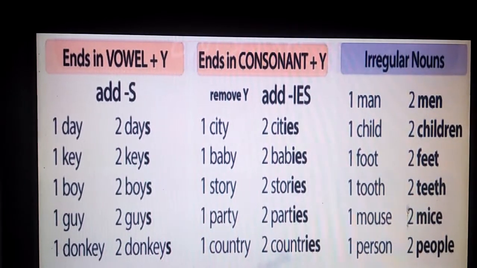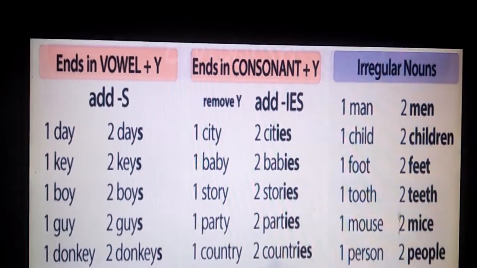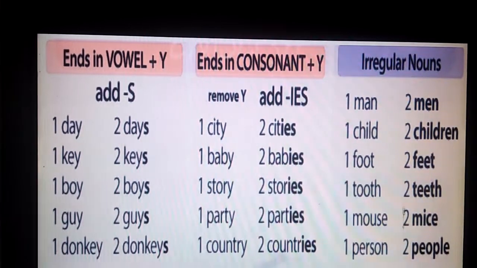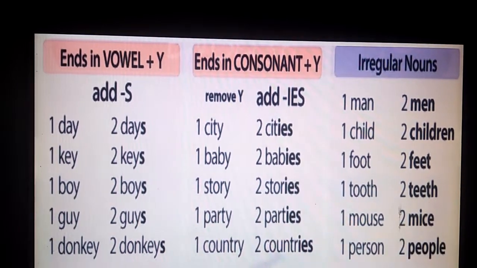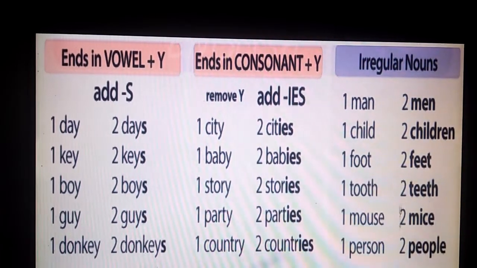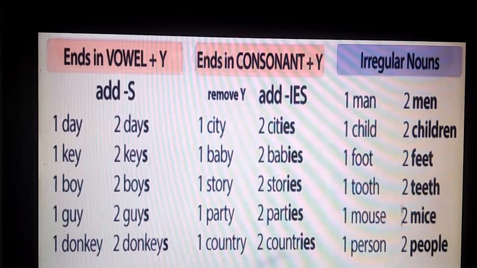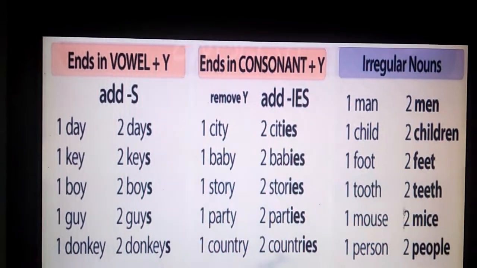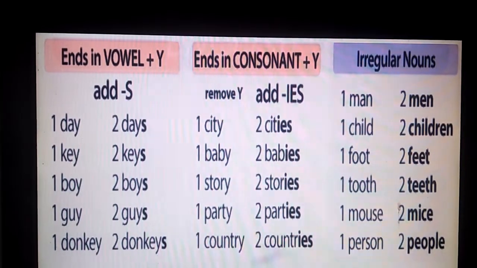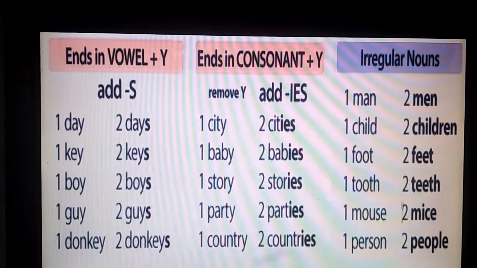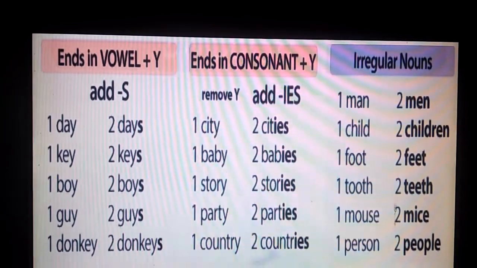One day, 2 days. If you see the spelling of day, it ends in y, but before that we have the vowel a. Second, one key, two keys, e is there. One boy, two boys, o is there. One guy, two guys, u is there. And again donkey, e is there.